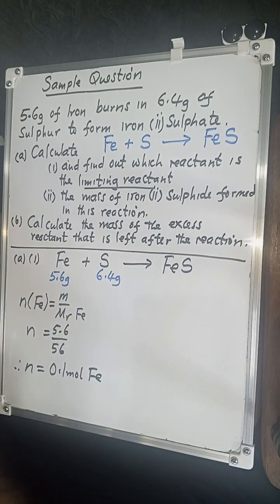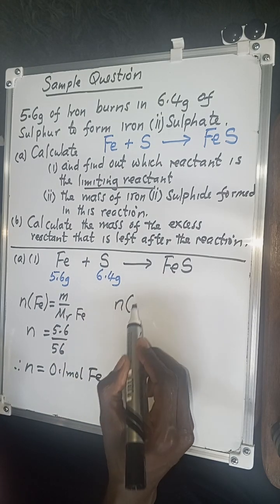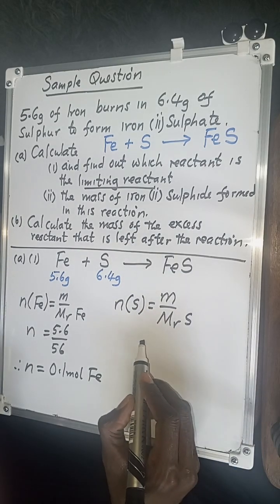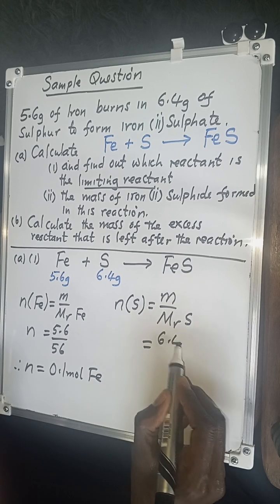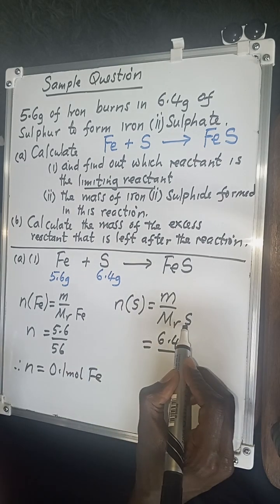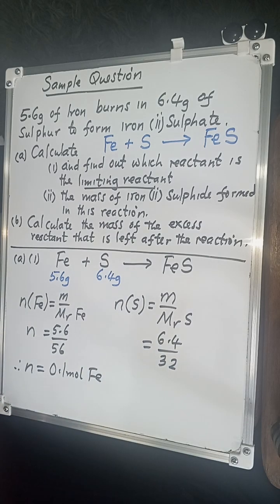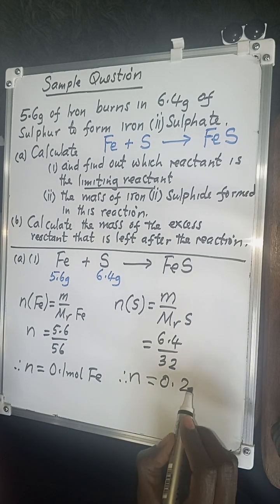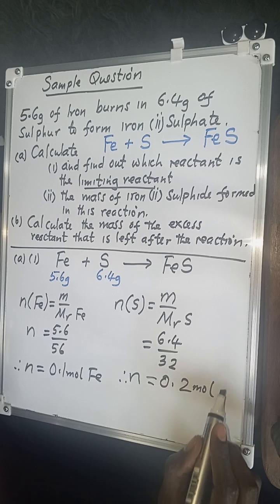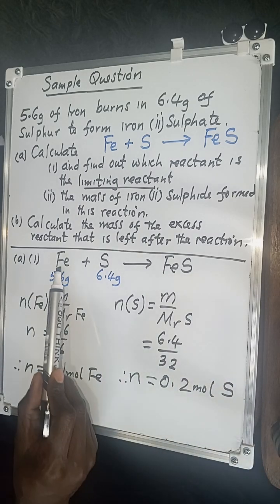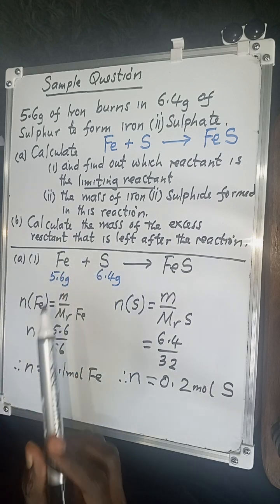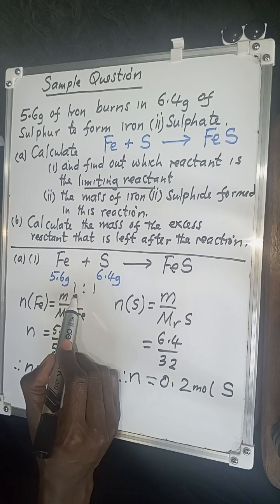I'll also do the same with sulfur. The number of moles of sulfur will be equal to the mass divided by the molar mass of sulfur. The mass is 6.4 divided by the molar mass of just sulfur alone, which is 32. If we divide 6.4 by 32, it is going to give us 0.2 mole of sulfur. Now remember, the number in front of iron is 1 and the number in front of sulfur is 1, meaning that the mole ratio for these is simply 1 to 1.